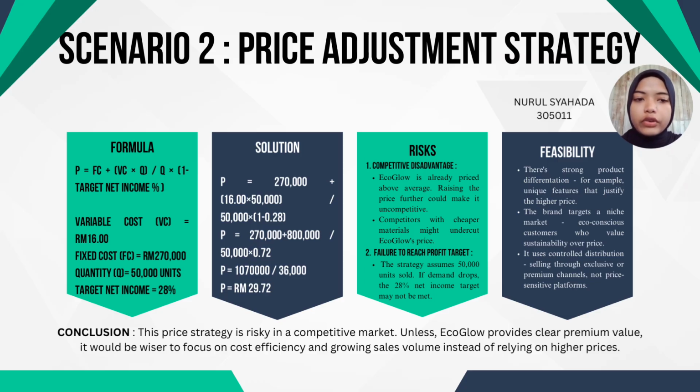Now, let's look at the risk. One is competitive disadvantage. EcoGlow is already priced above average. Raising the price further could make it uncompetitive. Competitors with cheaper materials might undercut EcoGlow's price. Two is failure to reach profit target. The strategy assumes 50,000 units sold. If demand drops, the 28% net income target may not be met.